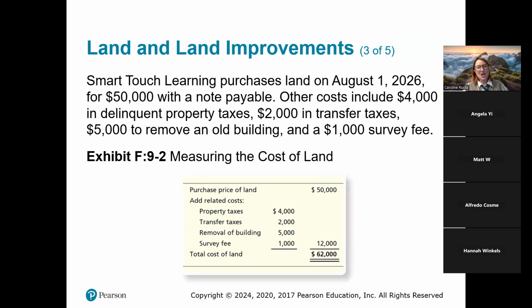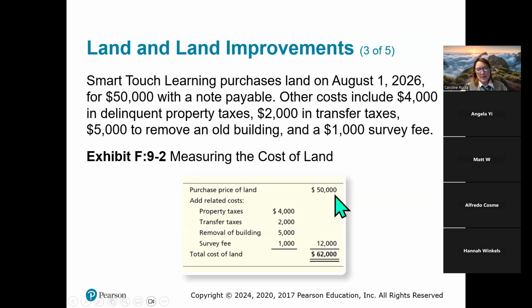So let's look at an example. Smart Touch Learning purchases land on August 1st, 2026 for $50,000 with a note payable. The other costs include $4,000 in delinquent property taxes, $2,000 in transfer taxes, $5,000 to remove an old building, and a $1,000 survey fee.